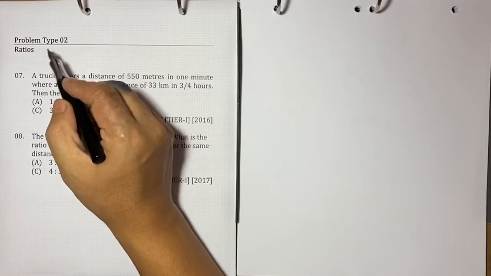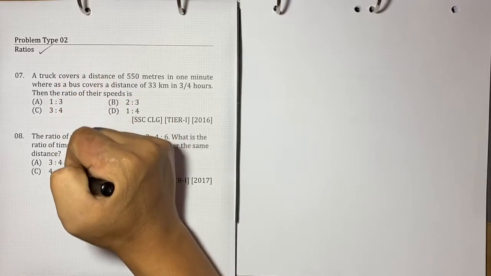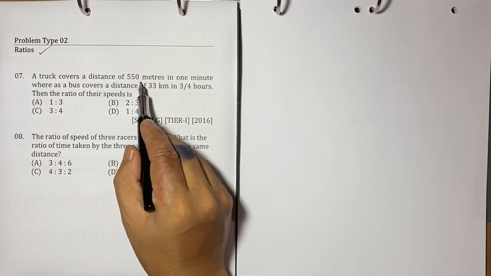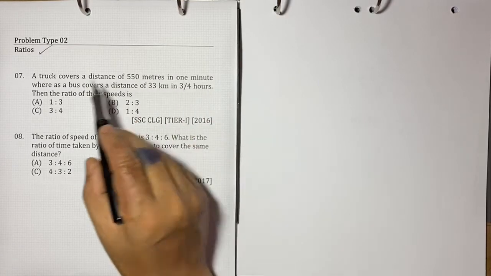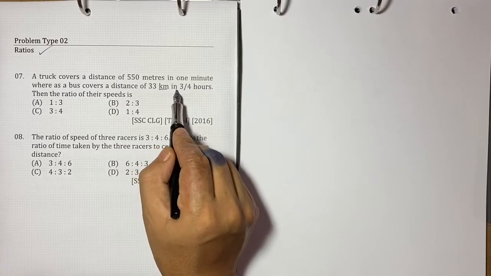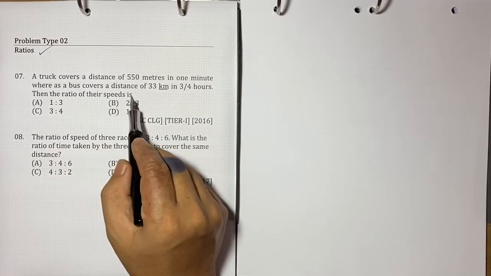Next is a problem type on ratios. A truck covers a distance of 550 meters in 1 minute, whereas a bus covers a distance of 33 kilometer in 3 by 4 hours. Find the ratio of their speeds.